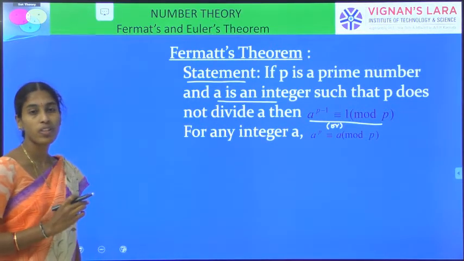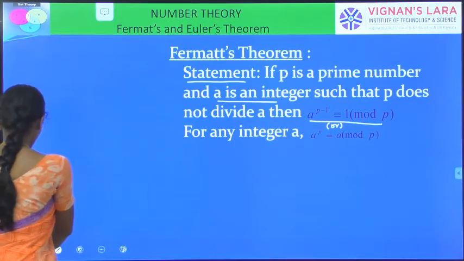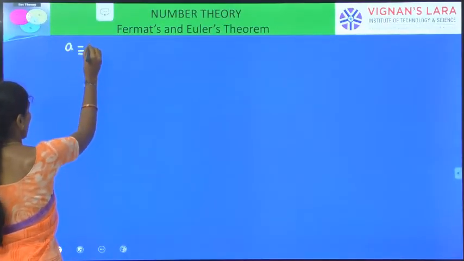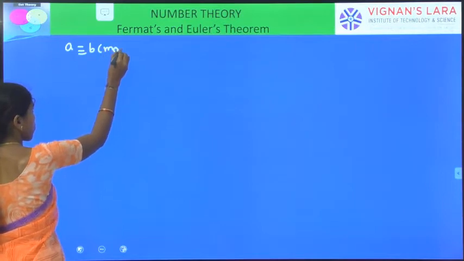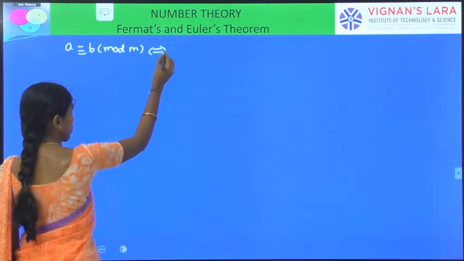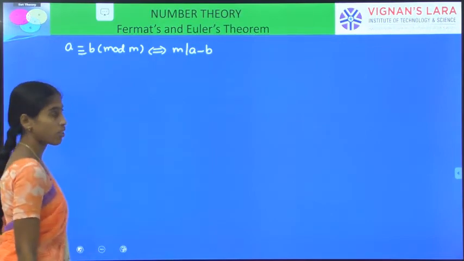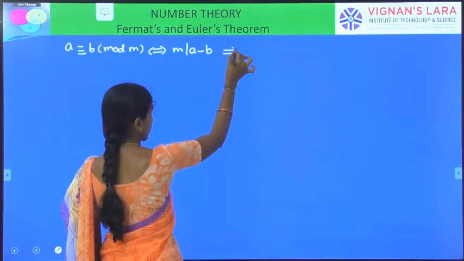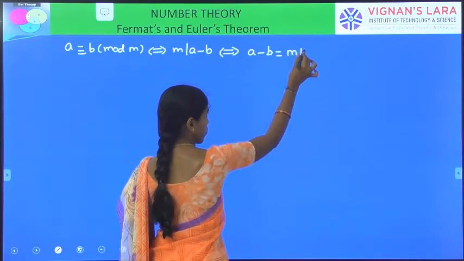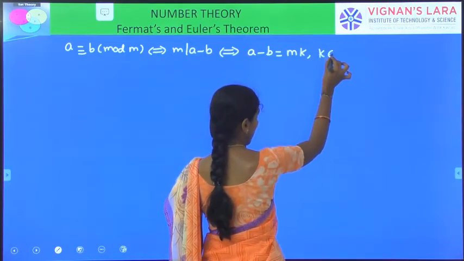Clearly, we discussed the definition of congruence in unit 2. Just let us discuss it one more time. To say that A is congruent to B mod M, when do we say that? If and only if M divides A minus B. By using the definition of divisibility, it means that A minus B is equal to M into K, where K is an integer.